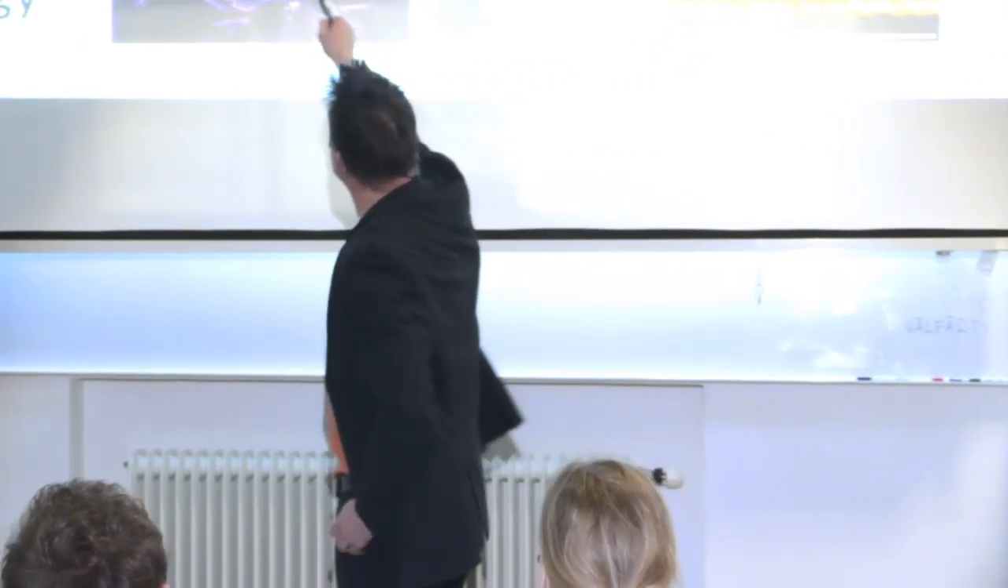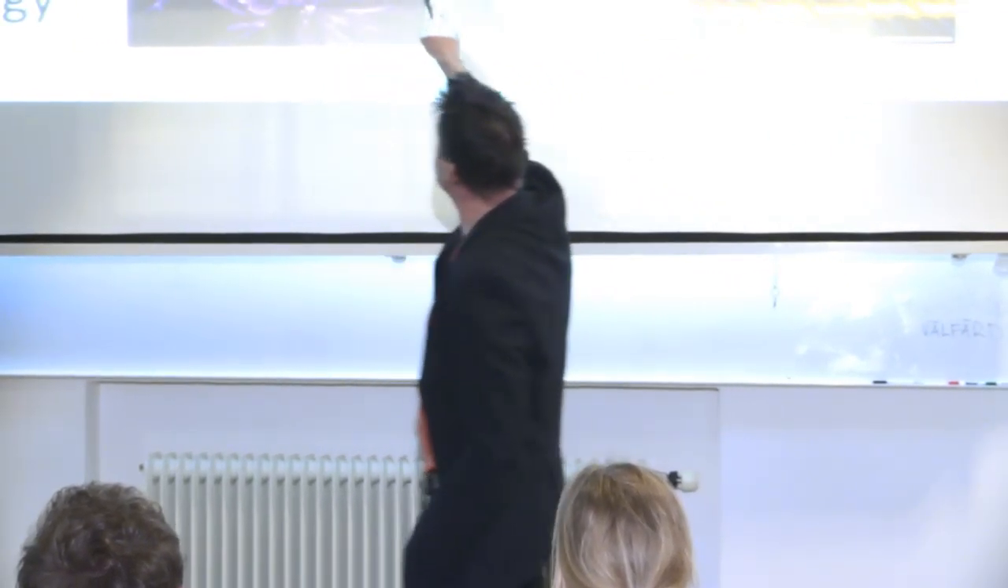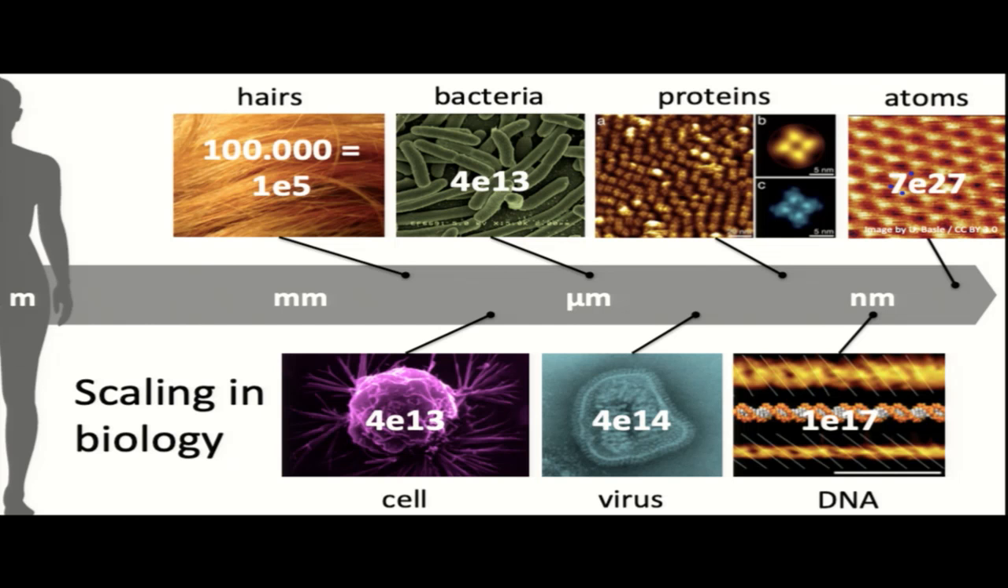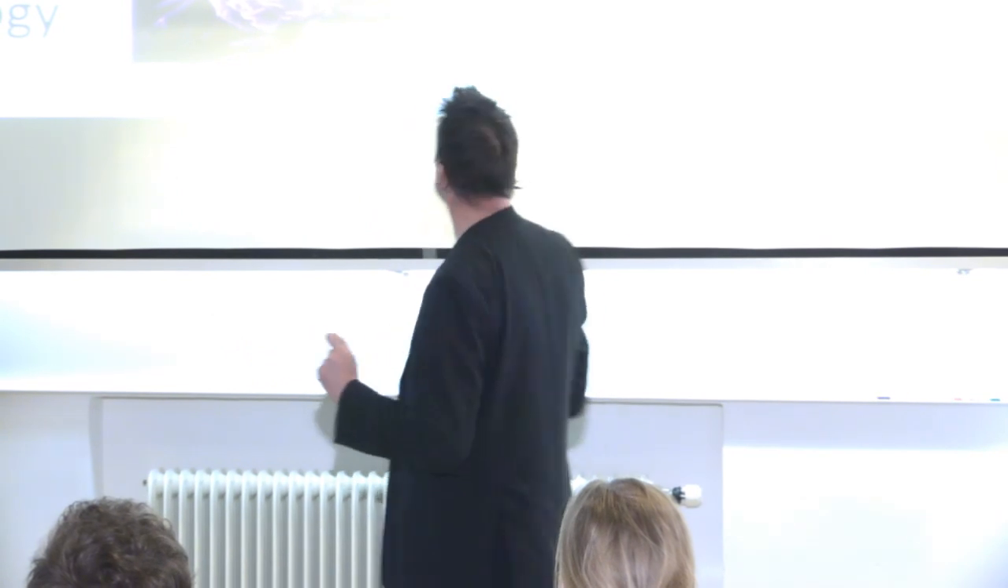But what happens if we go 10 times smaller? Now we're on the scale of 10 micrometer, and there we find cells, the cells that build every living organism. Cells are typically 10, 20, 30 micrometer in diameter. And we as human beings consist of typically 40 trillion cells. That is 40,000 billion cells that build our body. Remember that number, okay? 40 trillion.